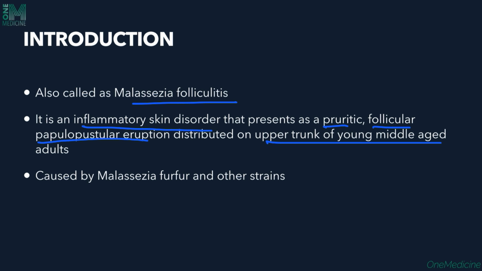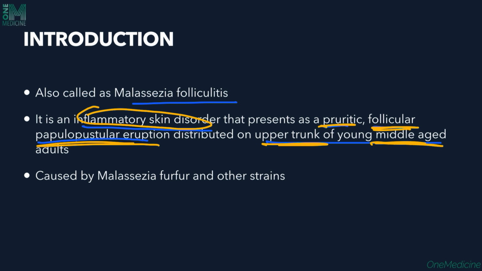So it's an inflammatory disorder basically. There's inflammation associated, and it presents as pruritic, that is itchy, follicular papules and pustules, mainly situated on the upper trunk, seen in middle-aged young adults. It is caused by Malassezia furfur and other variants of the Malassezia species.